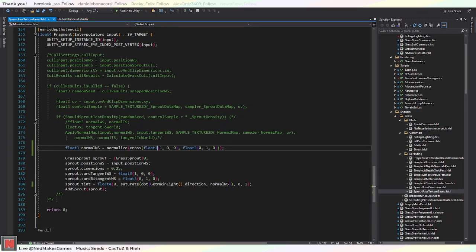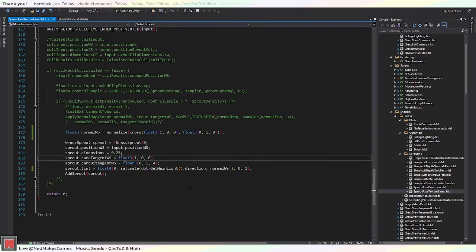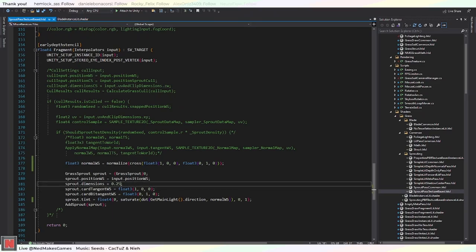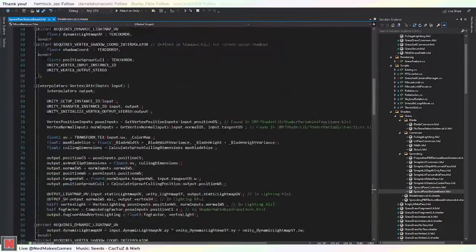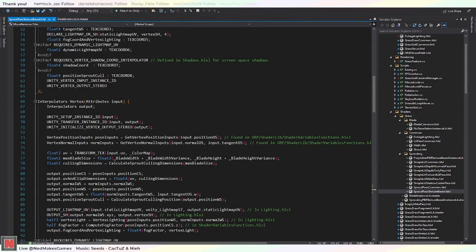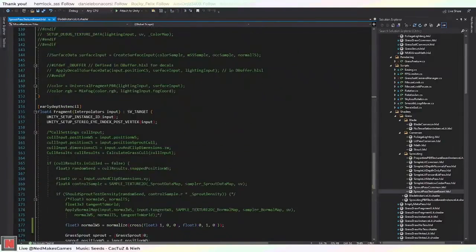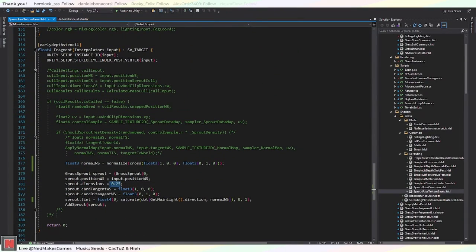Okay, anyway. Now we have really simple lighting. So I guess what we want to do now is maybe add in randomization for the, or at least just use the blade height. I think I won't use the variance yet. So we'll use the blade width and height properties for dimensions.